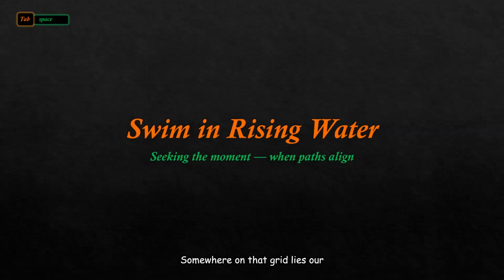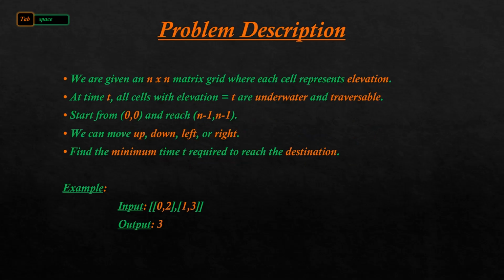Somewhere on that grid lies our destination, a point of safety. But the question is, how long must we wait before we can swim there? In this problem, we dive into the heart of an algorithm that teaches us patience, precision, and persistence as we learn to swim in rising water. Let's start with the core idea of the problem.